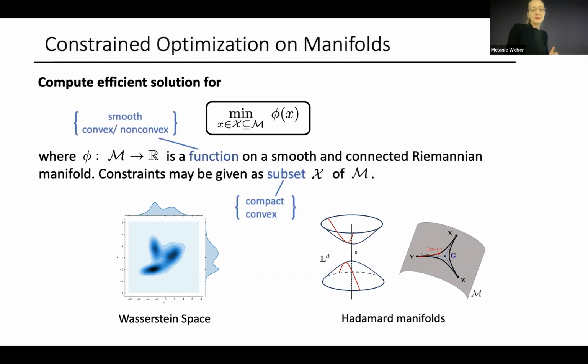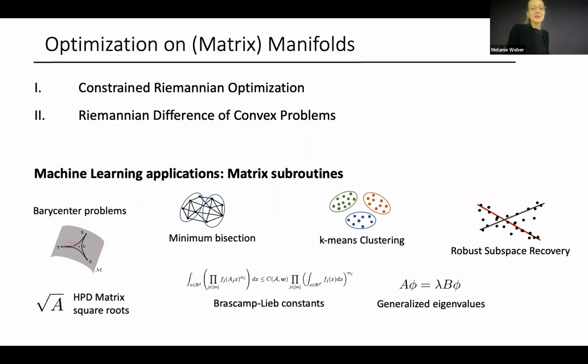But for the purpose of this talk, we have some additional technical assumptions for the theorems. We want to look at matrix manifolds, which we encounter in machine learning mostly in the form of matrix valued subroutines in algorithms. Things like barycenter problems, k-means clustering, robust subspace recovery, generalized eigenvalues. All of those can be written as a matrix valued optimization task, and are in principle good use cases for using Riemannian methods on manifolds.